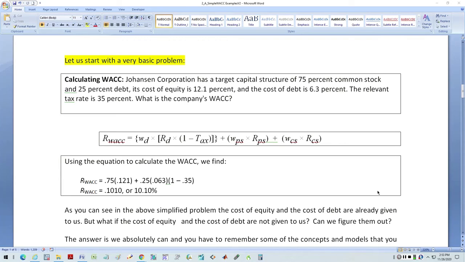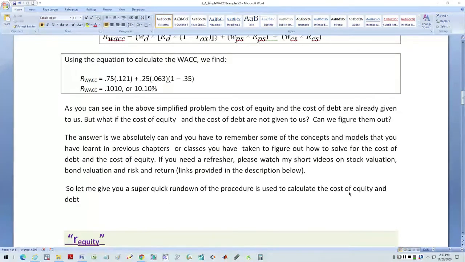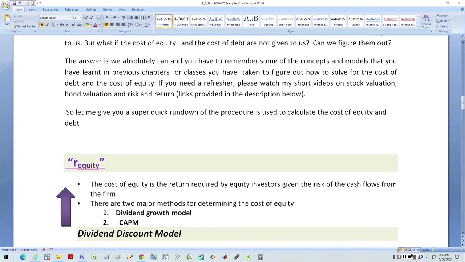Well, the answer is absolutely we can, but we have to remember some of the concepts and models that we had learned in previous chapters or prior classes in order to figure out how to solve for the cost of debt, the cost of equity, and the cost of preferred stock. If you need a refresher, please watch my short videos on stock valuation, bond valuation, and risk and return. Links have been provided in the description below, but I'm going to give you a super quick rundown of the procedures we can use to calculate the cost of equity, debt, and preferred stock.